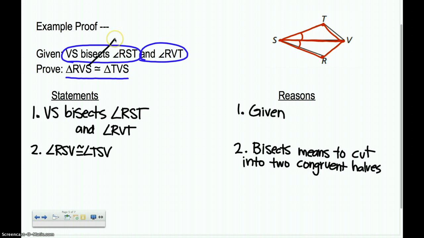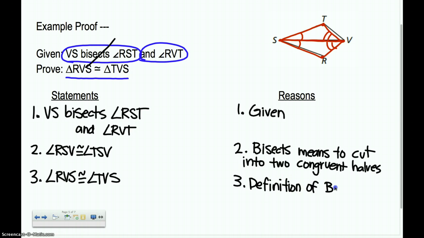We have used the first half of the given. VS bisects RST. Well, VS also bisects the other angle, RVT. It cuts this angle exactly in half. So RVS, order matters, a little different than RSV, is congruent to TVS. Why? Same thing, we're bisecting. We are using the fact that the definition of bisect means that the two halves will be congruent.